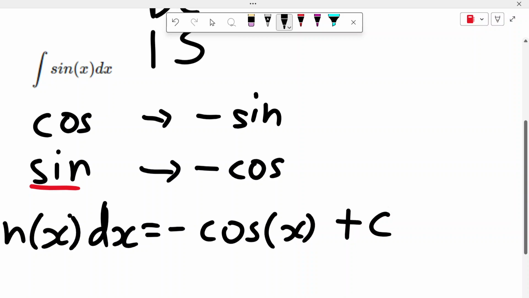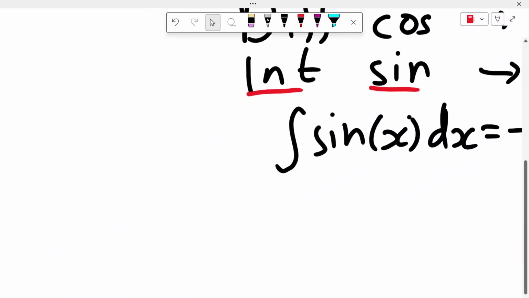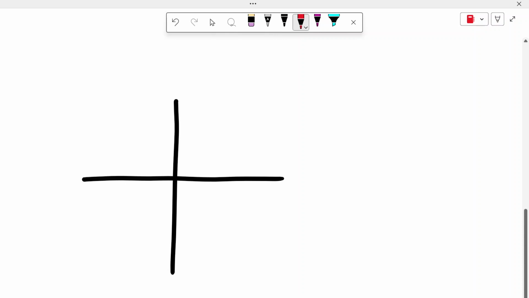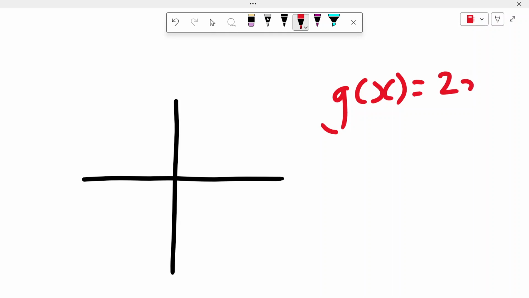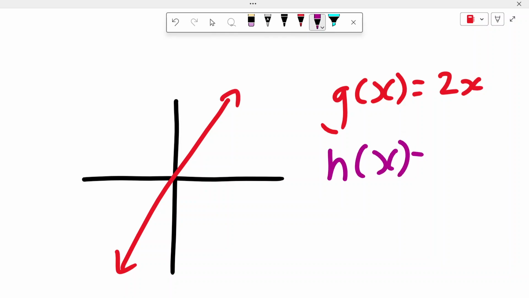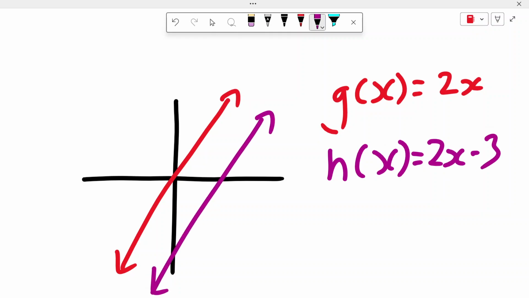All right, why do we need this plus c, the constant? Let's take an example. Let's say you've got some function. Let's call it g of x. Could be Bob, could be Francis, but I'm going to call it g. And that is equal to 2x. And if I plot that, it's equal to this. And if I have another one called h of x is equal to 2x minus 3, that's equal to something like this.